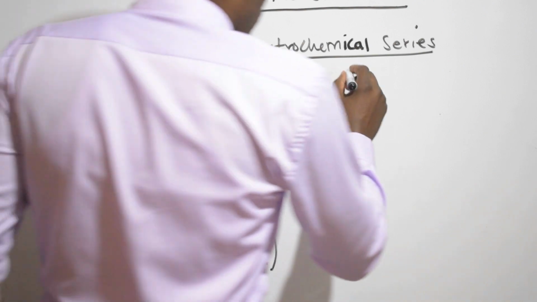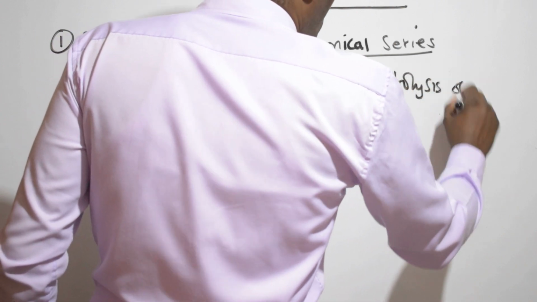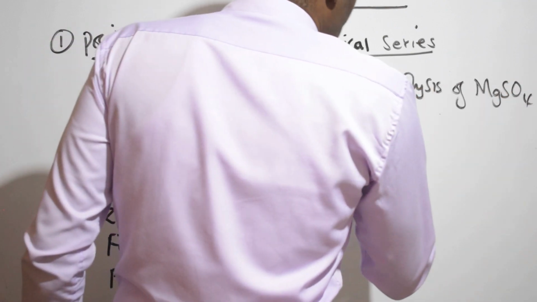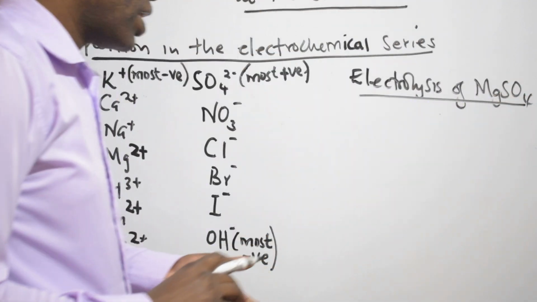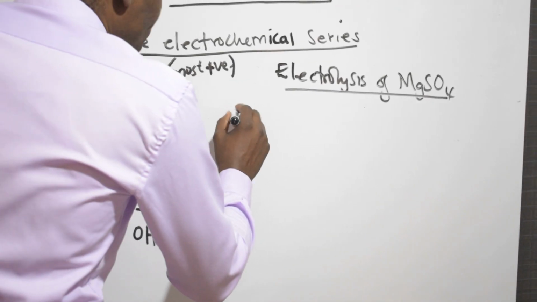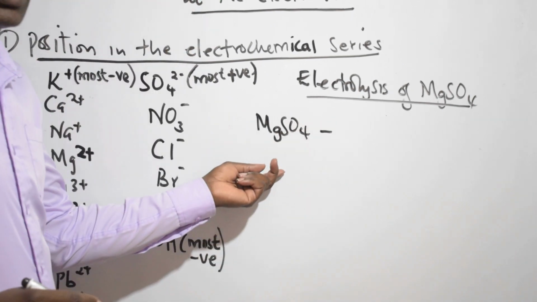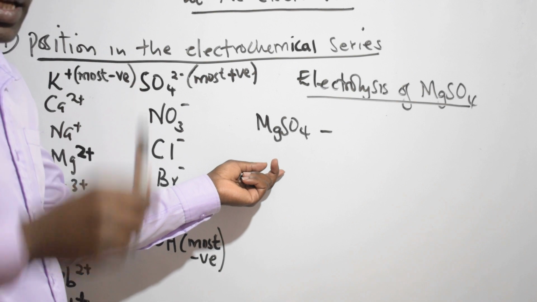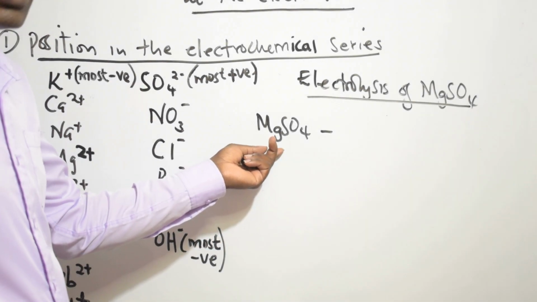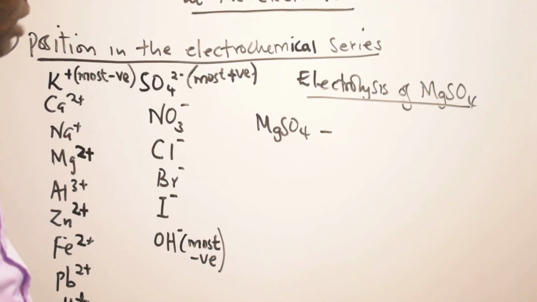Now, let's, for example, think about the electrolysis of magnesium sulfate. This one is an example here. Let's start by trying to argue out what are some of the ions in the magnesium sulfate solution.